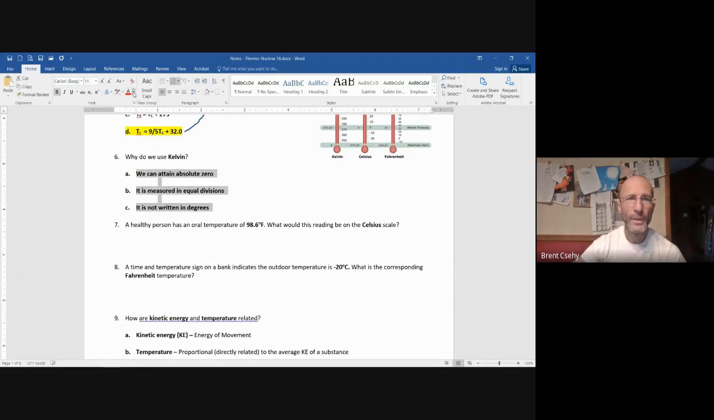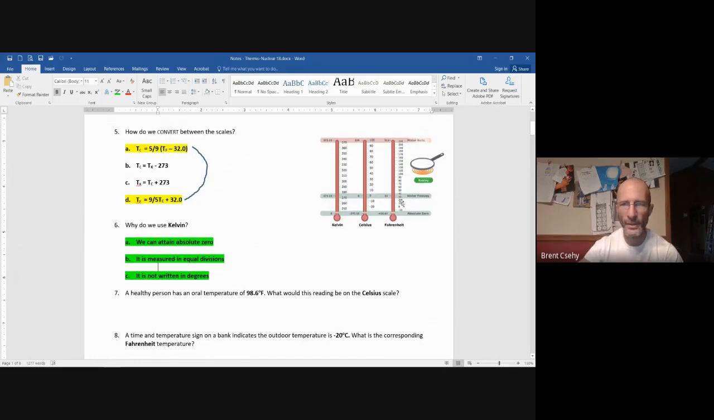Of course, the question becomes, why do we use Kelvin? Why can't we just use whatever we like? Well, with Kelvin, as I said earlier, you can actually attain absolute zero. You can't attain absolute zero with Celsius or Fahrenheit. It just keeps going. Kelvin basically stops eventually. It's measured in equal divisions. This is just a diagram, so it's not actually drawn accurately, but if you were to look at a regular thermometer, you would see that both Celsius and Fahrenheit, the little tick marks, aren't equally spaced apart. They actually change as it goes. I don't know if you've ever noticed that before.